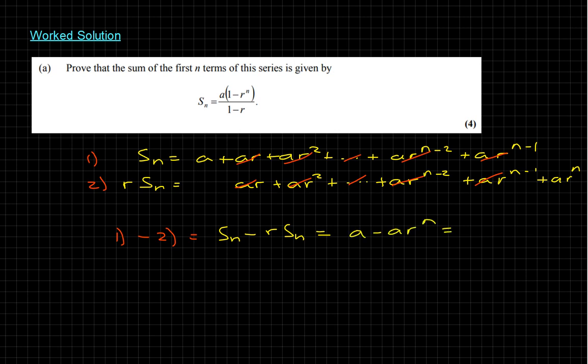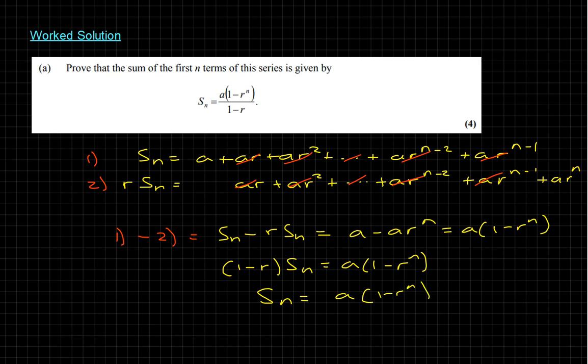And that I can rewrite like this. And on the left hand side I'm going to factor out Sn, so now we've got this. And then finally dividing both sides by 1 minus r, we've got what we were expected to get, the equation for the sum to n terms of a geometric sequence.